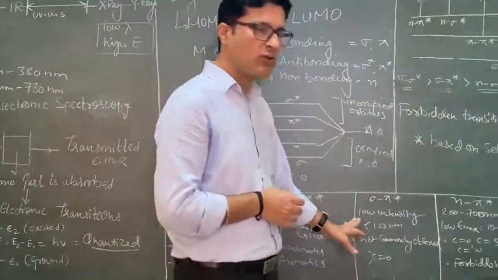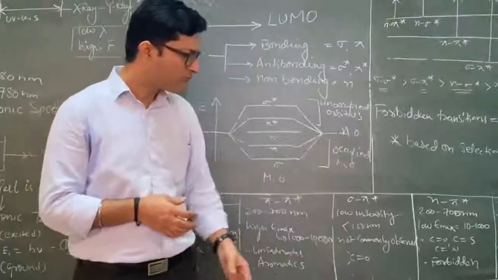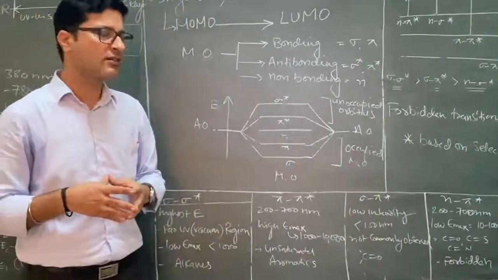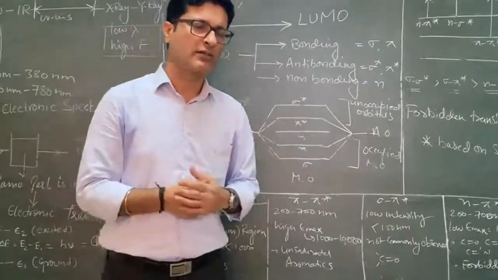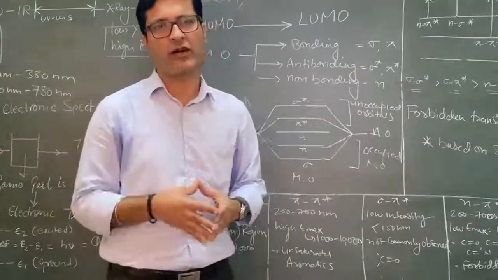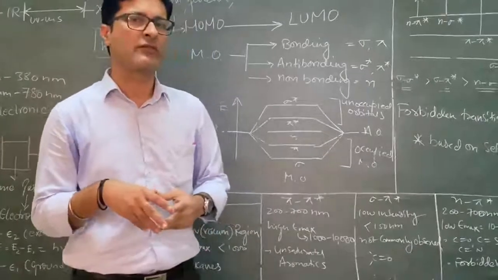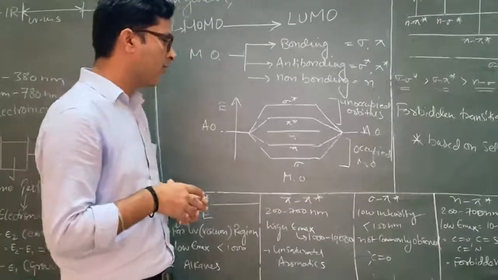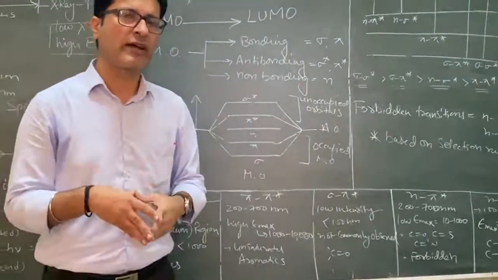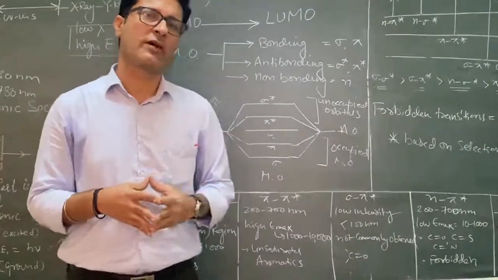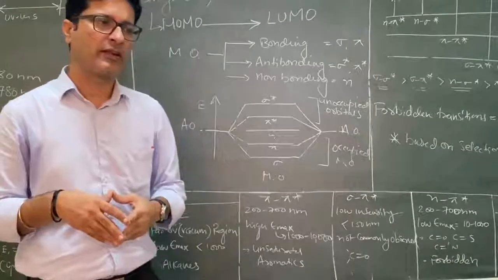Then third is the sigma to pi star transition. Sigma to pi star transitions are generally very low intensity, and they are also observed in the vacuum or far UV region, below 150 nanometers. They are not very common transitions, and are mainly shown by carbonyl compounds like aldehydes, ketones, etc.